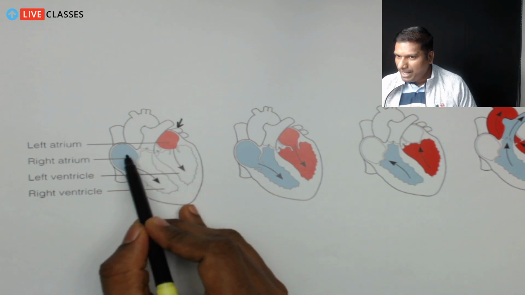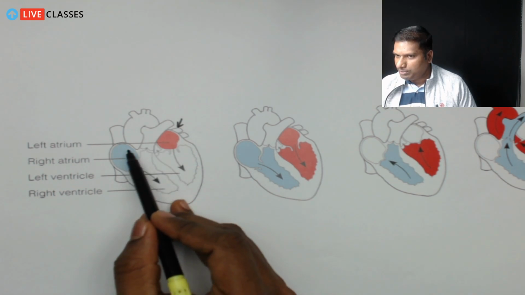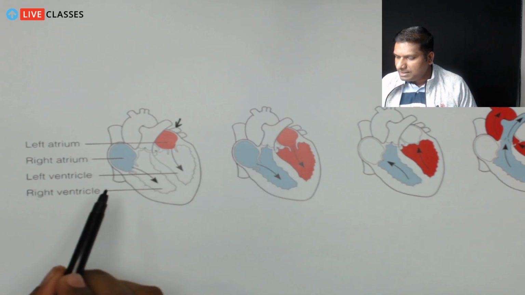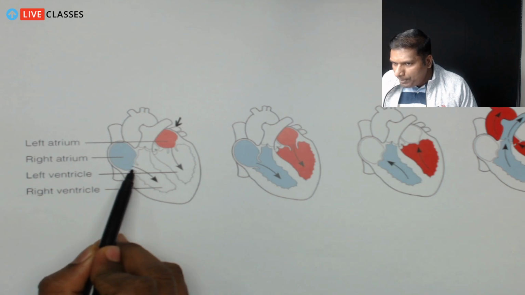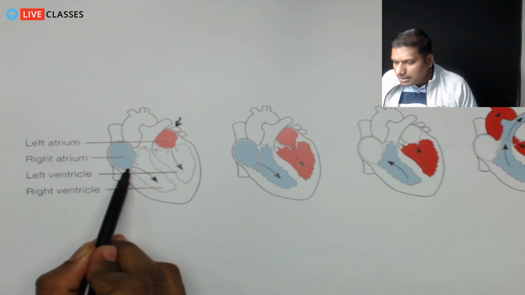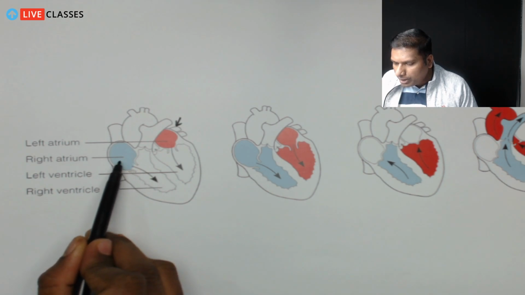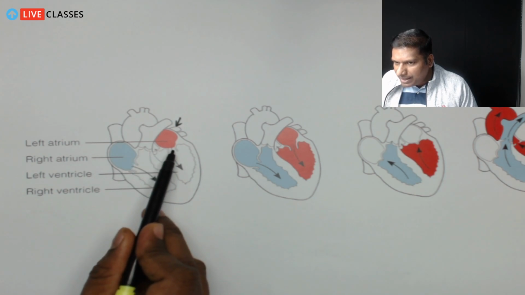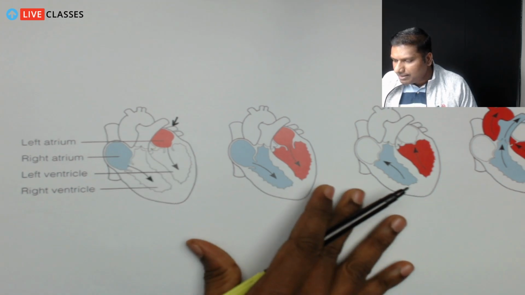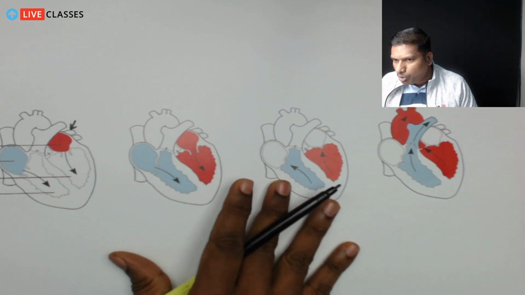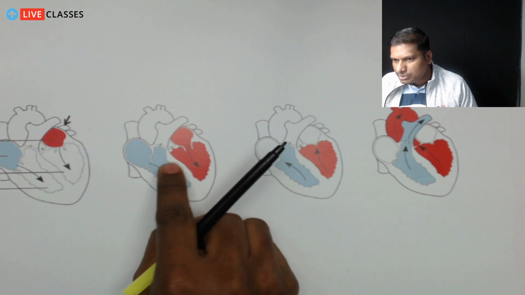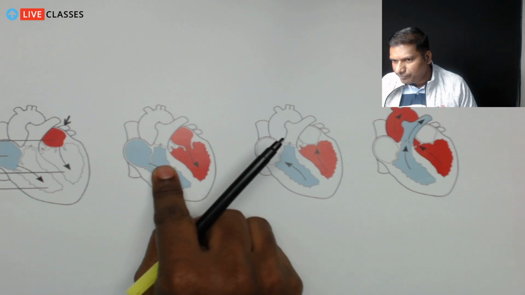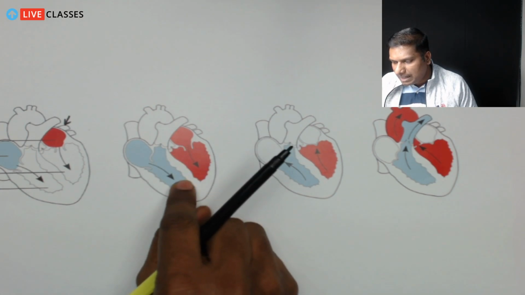Now both the atria are filled with blood. The next thing that happens is, through the valves which are already open, the blood will flow from the right atrium and the left atrium to the corresponding right and left ventricles. So the moment this happens, what happens?